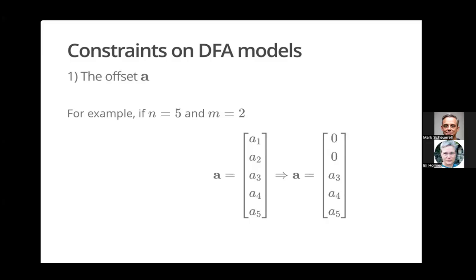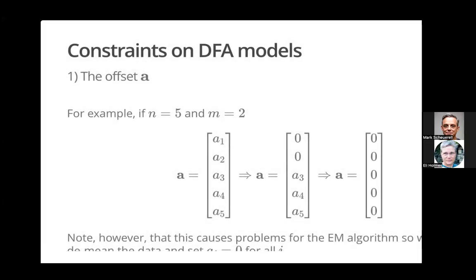Okay, here's an example where N is 5 and M is 2. This is where we would have started with this, and we just said before we have to make the first M elements of A equal to 0. So this is what this will look like. Now that said, and I might even have a slide, let me see if I have that slide. Yes.